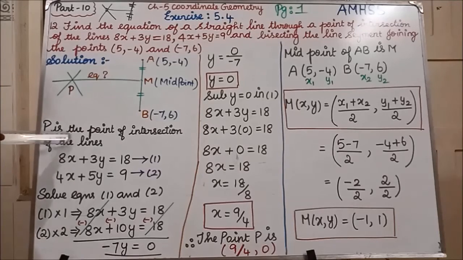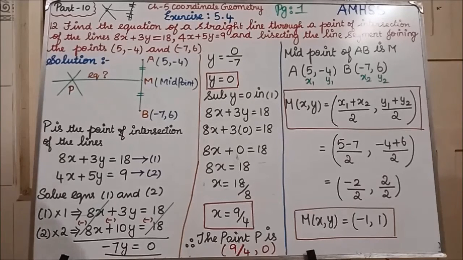See, I have written P is the point of intersection of the lines. We are going to solve these two equations. I have told you in the previous problem, if you want to cancel x or y, you have to make the coefficient of x, as well as the coefficient of y, the same. Here the x coefficient is 8, here the x coefficient is 4. Similarly, here the y coefficient is 3, and here it is 5. The x coefficient and y coefficient are not the same, so we have to make them the same.